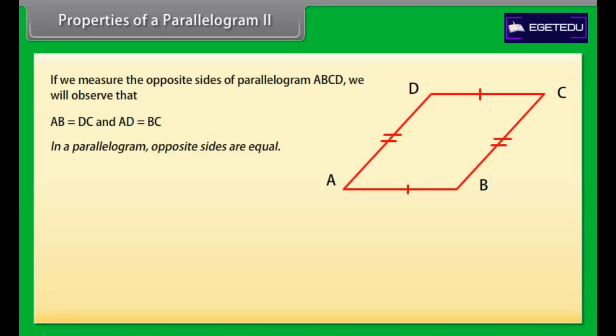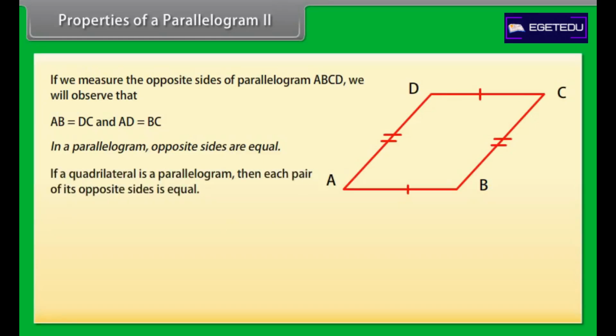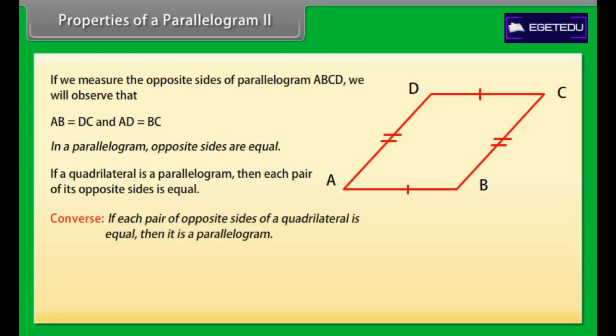This theorem can also be stated as, if a quadrilateral is a parallelogram, then each pair of its opposite sides is equal. The converse of this theorem results in another property. This says that if each pair of opposite sides of a quadrilateral is equal, then it is a parallelogram. Let us prove this theorem.